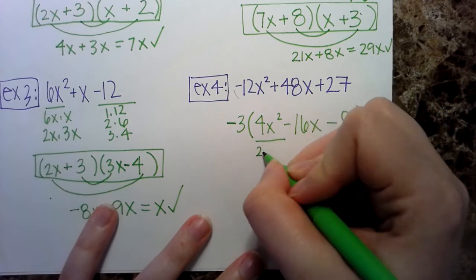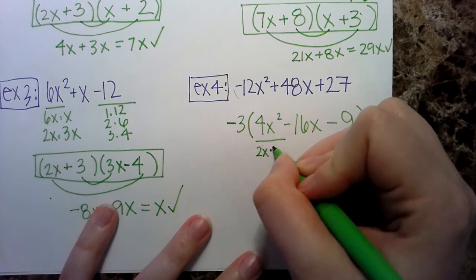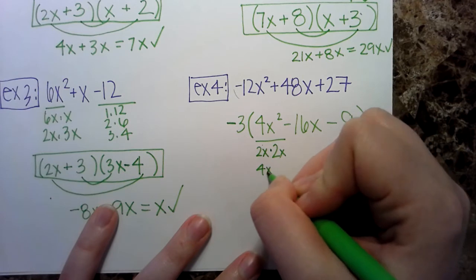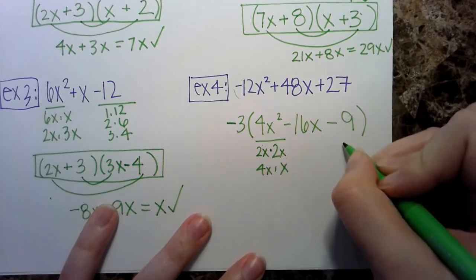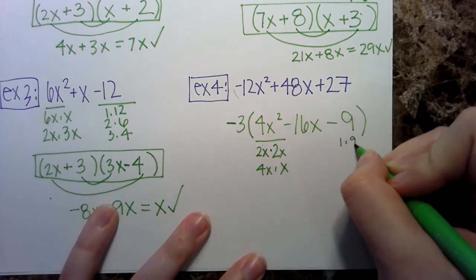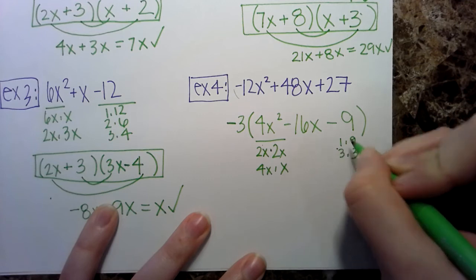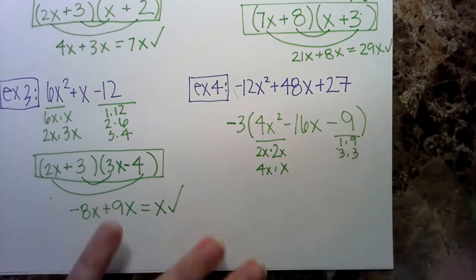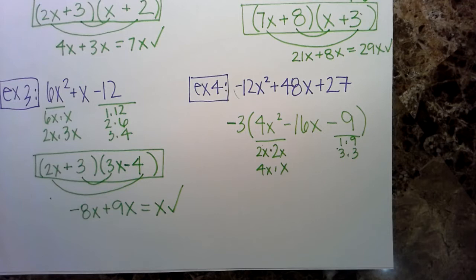So I have 2x times 2x and 4x times x. This one I'm going to have 1 times 9 and 3 times 3. Now, be careful. You do have a negative, so that means one of the values has to be negative here.